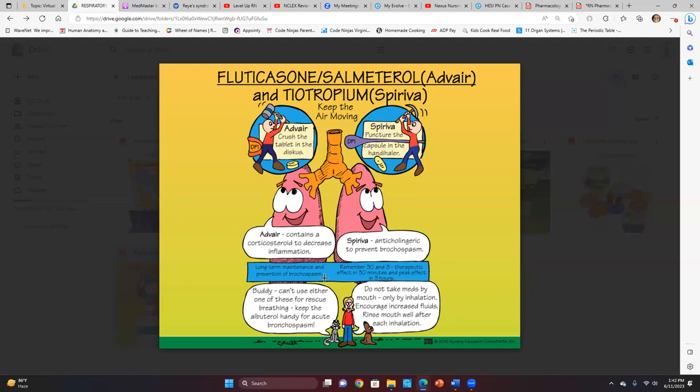We have to look out for hoarseness, epistaxis, and the nurse should teach each of the patients to rinse their mouth after each use and seek regular peak flow monitoring. That's going to be really important to rinse the mouth afterwards. All right, any questions?